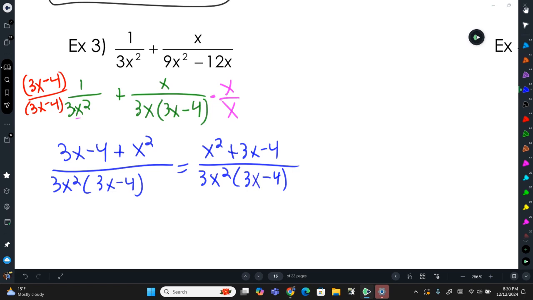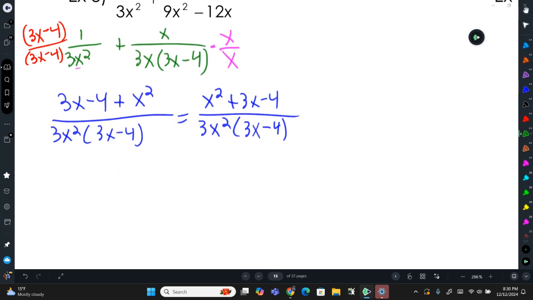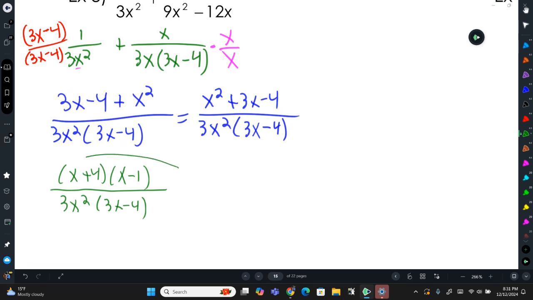Then we look at that numerator and ask ourselves, can we factor that? Two numbers that multiply to negative 4 but add to positive 3, well, that's positive 4 and negative 1. So x plus 4 times x minus 1 all over 3x squared times 3x minus 4. And we don't have any common factors on the top or bottom, so that is just going to stay like that. So don't think that just because you can't cancel anything means that you factored incorrectly. Sometimes we're going to have that situation.